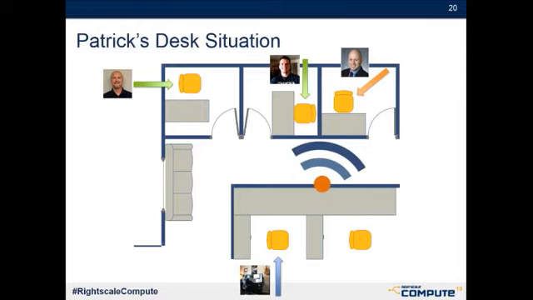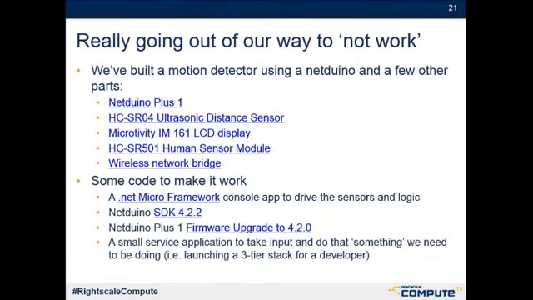So I figure if I put it about there, not only can I tell that he's moving, but I can use some sort of distance detector and figure out which way he's going. So I bought a bunch of fun hardware. I've got a NetDuino 1 Plus, an ultrasonic distance detector that's pretty darn accurate, a little LCD display to figure out what's going on, and a human sensor module. I'm not kidding you, that's what they call it. It's not an infrared sensor. It's a human sensor module. The link to Amazon is there if you really want to find it.